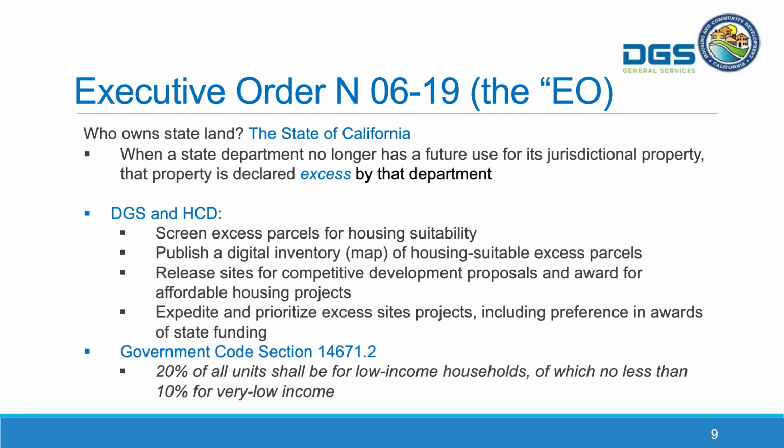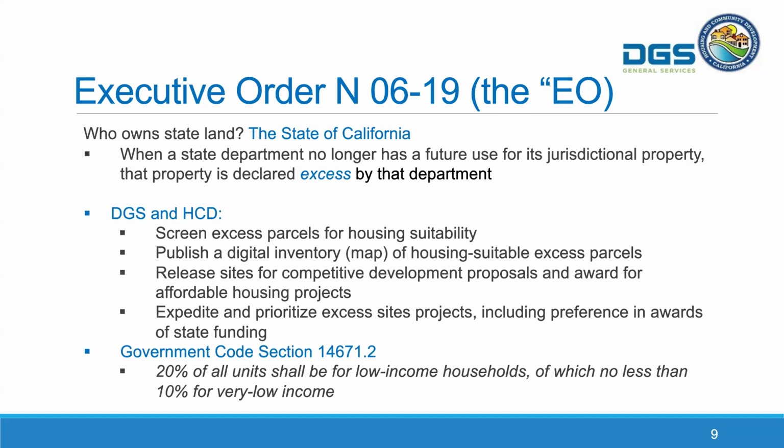Who owns state land? The state of California, but individual agencies have jurisdiction and the relevant agency is authorized to use the property for its purposes. However, when an agency determines it no longer has use for a site, that land is declared excess and is passed through a screening process managed by DGS and HCD. The state has different authorities for disposing of excess land depending on the purpose and type of disposition. So we, HCD and DGS, evaluate these parcels for their suitability for housing and then publish them on an interactive map accessible to the public.